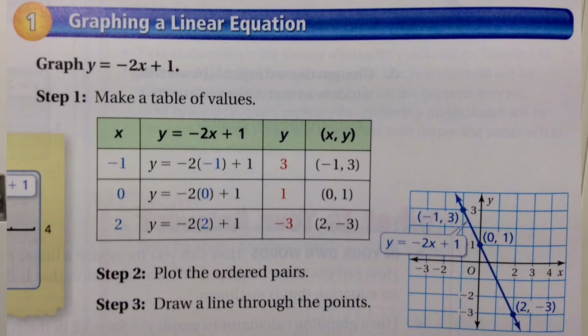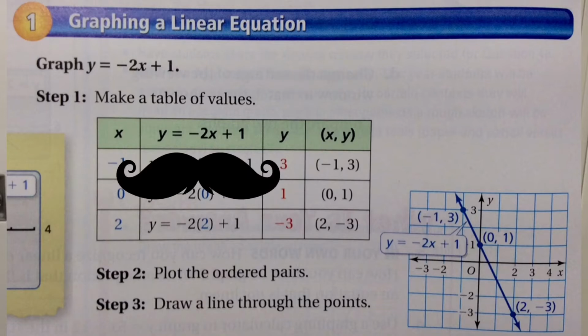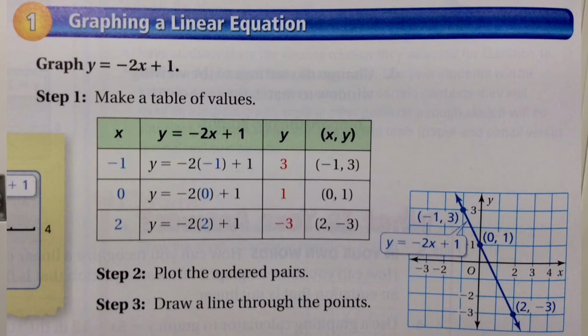For example 1, graphing a linear equation, they give us y equals -2x plus 1. The first step is to make a table of values. Now this table looks a little different because we not only have an x, a y, and an ordered pair (x, y) column, but we also have a column they put in between our x and y, which is our equation, y equals -2x plus 1. They did that because it's not just a one-step equation, which you can just do mentally. It's a two-step equation, and we want to keep things nice and ordered here.